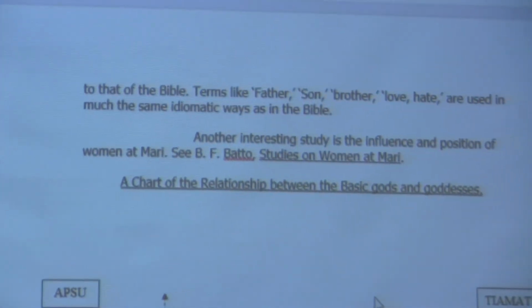That is to say, covenant language is language that has a special meaning because it's language that fits the covenant. Let me illustrate with some of these terms like father, son, brother, love, hate, and so on and so forth.